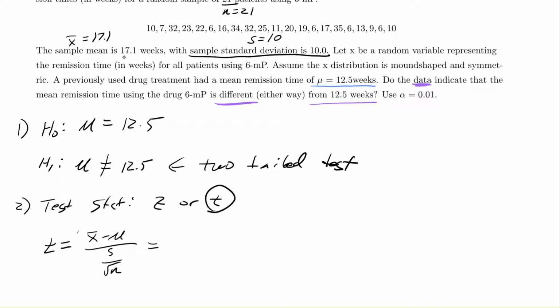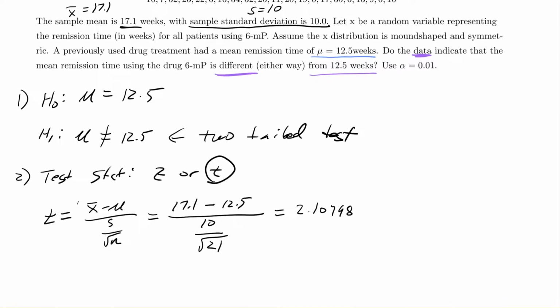The sample mean from this data was 17.1, so 17.1 weeks, minus the population mean, which was 12.5, divided by the sample standard deviation, which was 10 right here, divided by the square root of the sample size 21. Sorry, I meant to write 21 for sample size, not 11. So this gives us 2.10798. Okay, or let's round to 4 decimals, so it's just 2.1080.